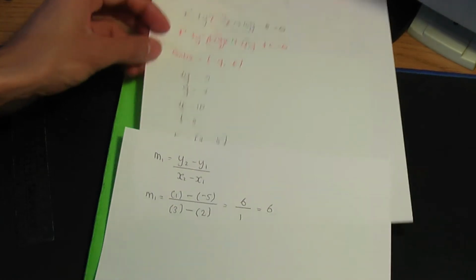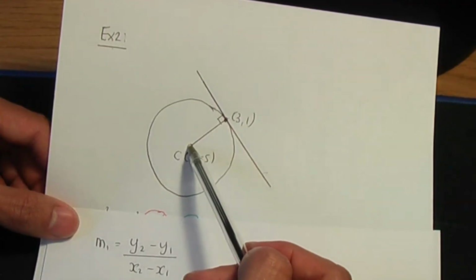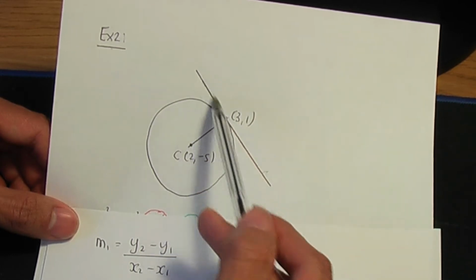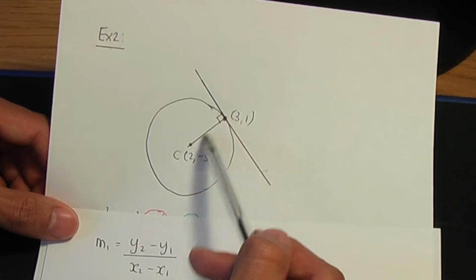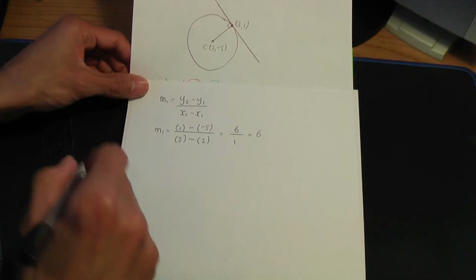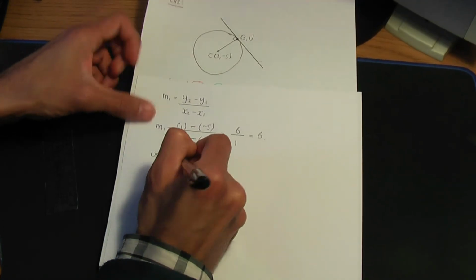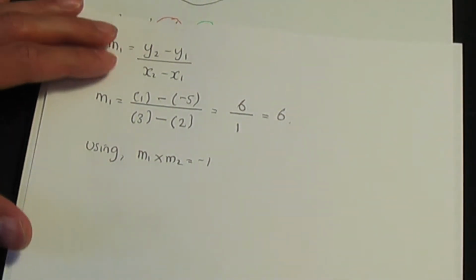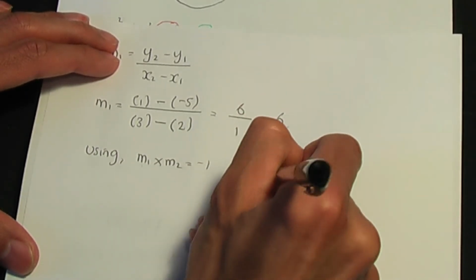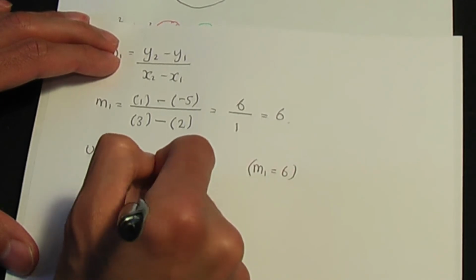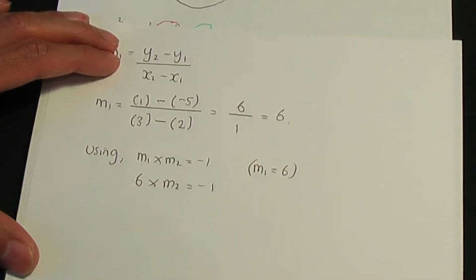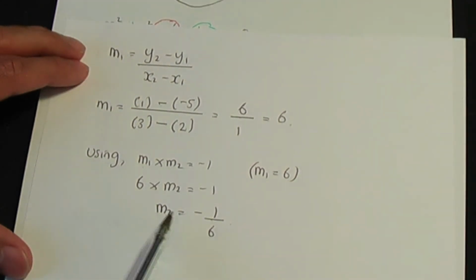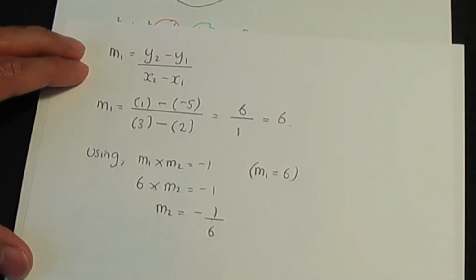Remember, this gradient of 6 is the gradient of the line containing the centre and the point where the tangent is drawn. So that's the gradient of this line over here. Using that gradient, we can work out the gradient of the tangent, as the tangent and this line are perpendicular according to the property. So let's work out the gradient of the tangent using m1 times m2 is equal to minus 1, m2 being the gradient of our tangent. Now m1 we had a value of 6. If I replace that over here, I'll get 6 times m2 is minus 1. m2 then is minus 1 over 6. So m2, the gradient of our tangent, is minus 1 over 6.